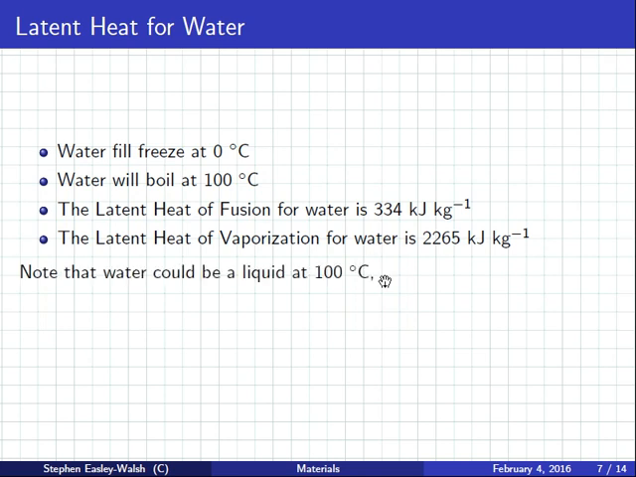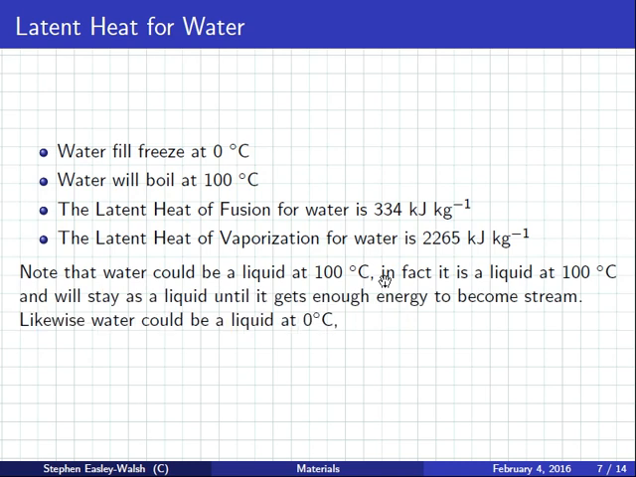Note that water could be a liquid at 100 Celsius. So, for example, when water first reaches 100 Celsius, it's still a liquid and it needs more energy to become steam. So it could be both at 100. Likewise, the same is true with ice. Water could be solid or liquid at 0.